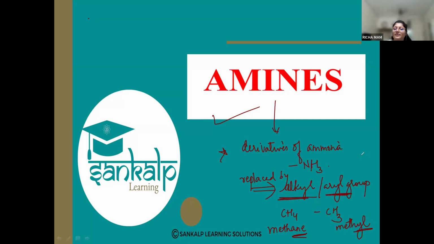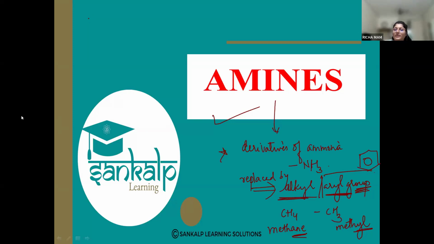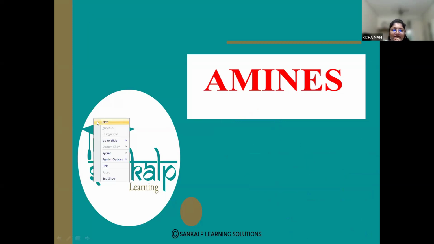And aryl means what? When you have an aromatic ring, that is benzene or benzene derivatives, then you have an aryl group. So amines are the derivatives of ammonia in which one, two, or all three hydrogen atoms are replaced by an alkyl or an aryl group. I hope the definition is clear.